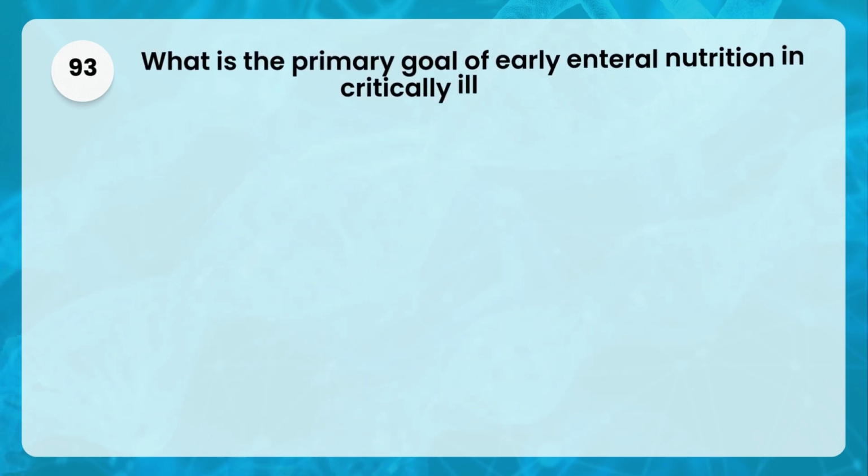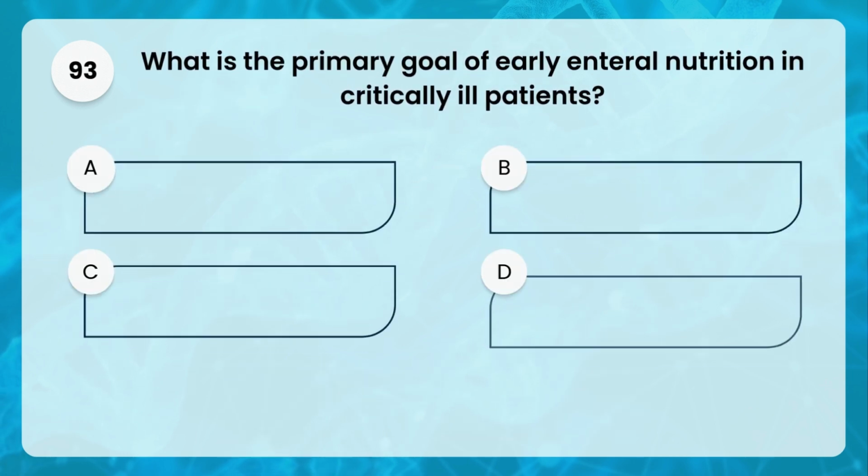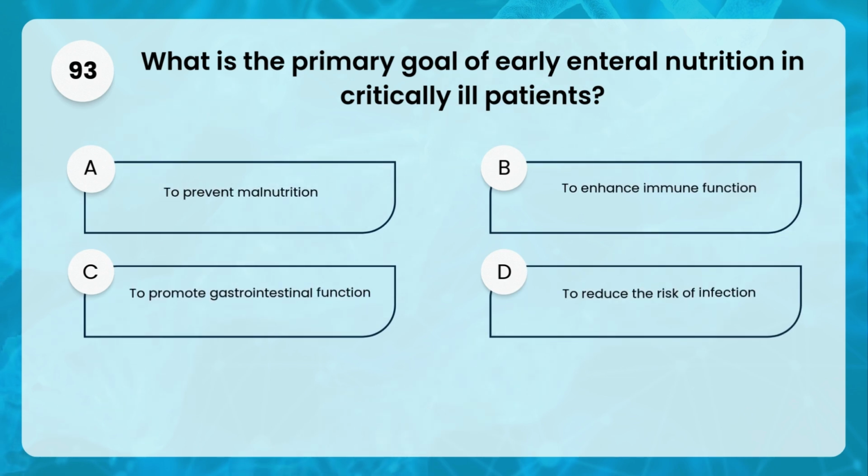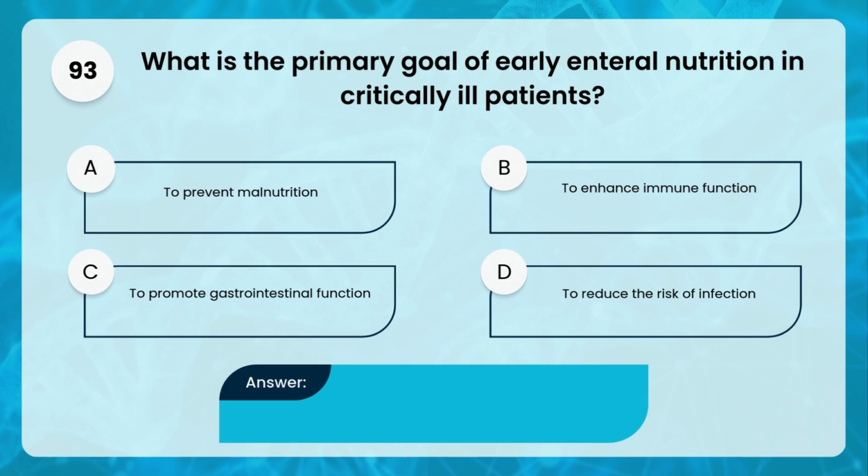93. What is the primary goal of early enteral nutrition in critically ill patients? A. To prevent malnutrition. B. To enhance immune function. C. To promote gastrointestinal function. D. To reduce the risk of infection. The answer is C. To promote gastrointestinal function.